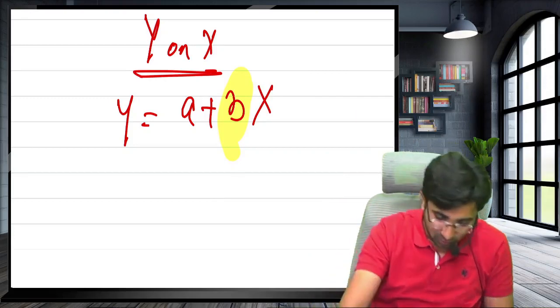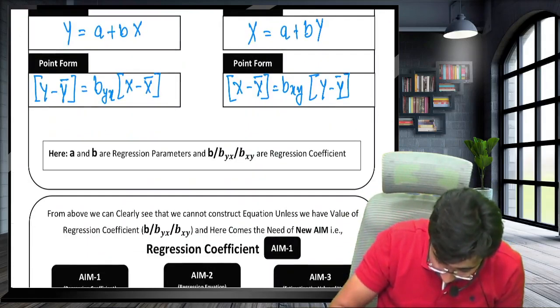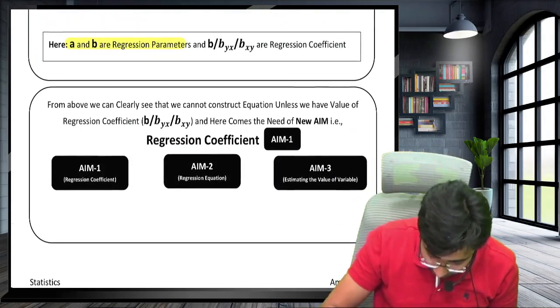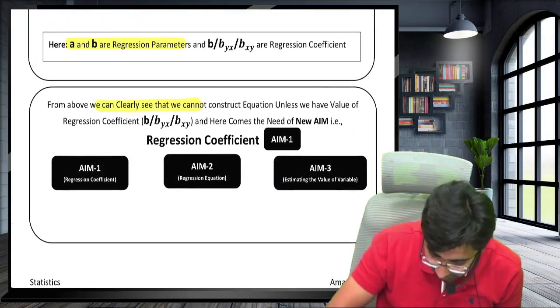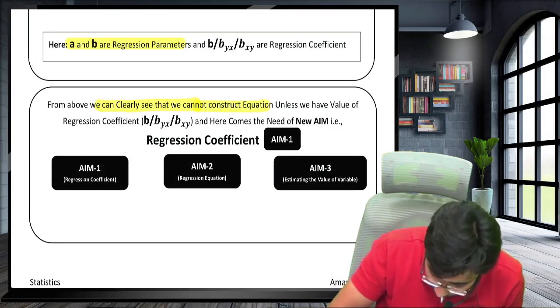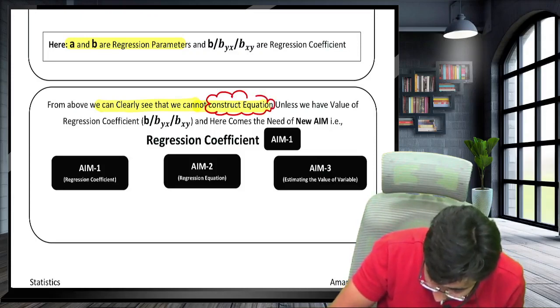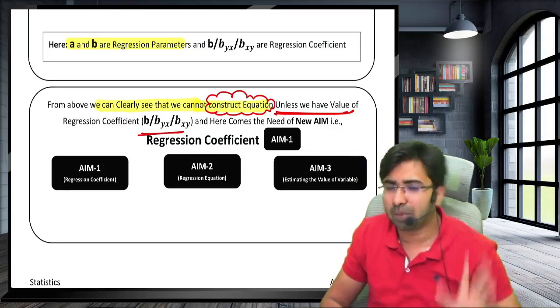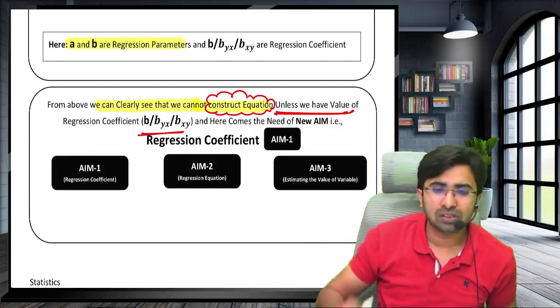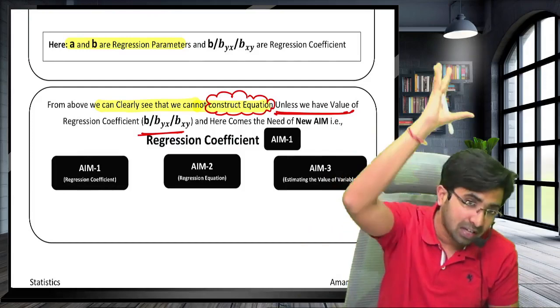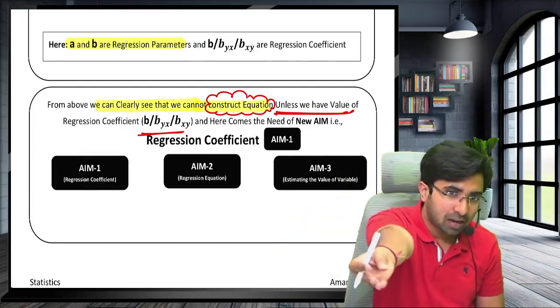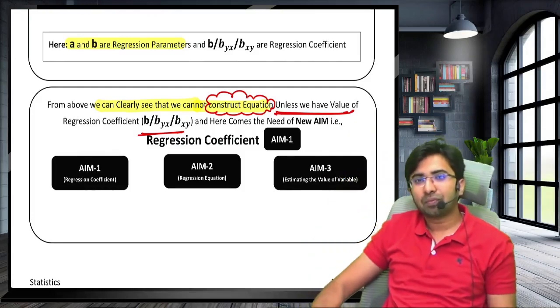Guys, that's why here comes the logic. See, here a and b are the regression parameters. That's okay. Now see, from the above, we can clearly see we cannot construct the equation unless we have the value of b. If you have the value of b, you can construct the equation. If you have constructed the equation, you can put the value of one variable and get the value of another variable. Say yes or no.